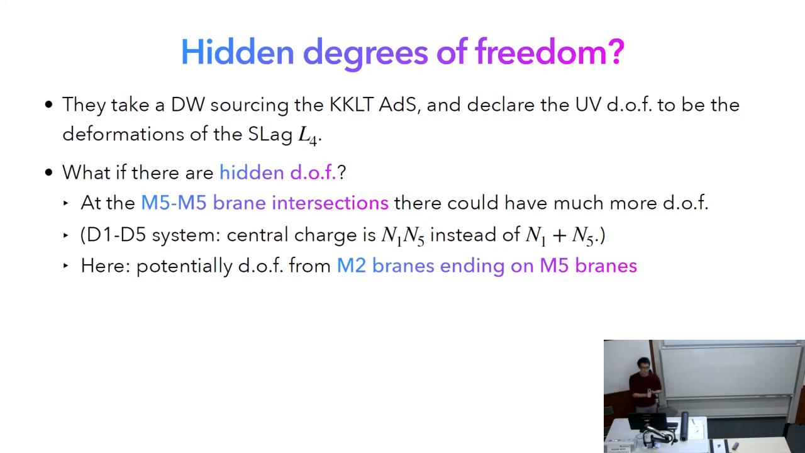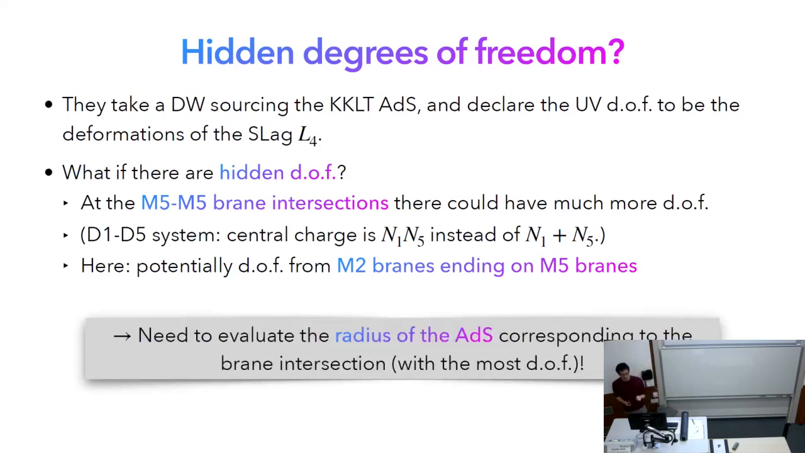But here we are not in the black hole system where we can compare the number of degrees of freedom on the brane side with the macroscopic entropy of the black hole. So we cannot use this kind of thing, and one can tell you that maybe there are hidden degrees of freedom. In particular, at the M5 brane intersections, you could have many more degrees of freedom. If I think about, for example, a D1-D5 system, the central charge is N1 times N5 instead of N1 plus N5. So you could have some kind of entropy enhancement due to that. And here, potentially, you could have degrees of freedom coming from M2 branes that are ending on the M5 branes.